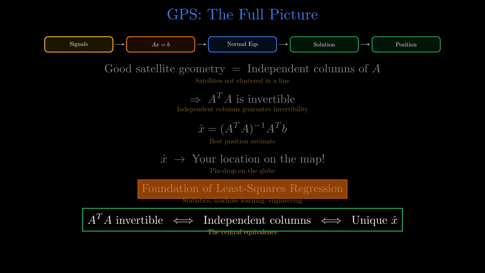When is our best approximation unique? The answer, when the columns of A are independent. Good satellite geometry means independent columns, which means A transpose A is invertible, which means a unique best position estimate.